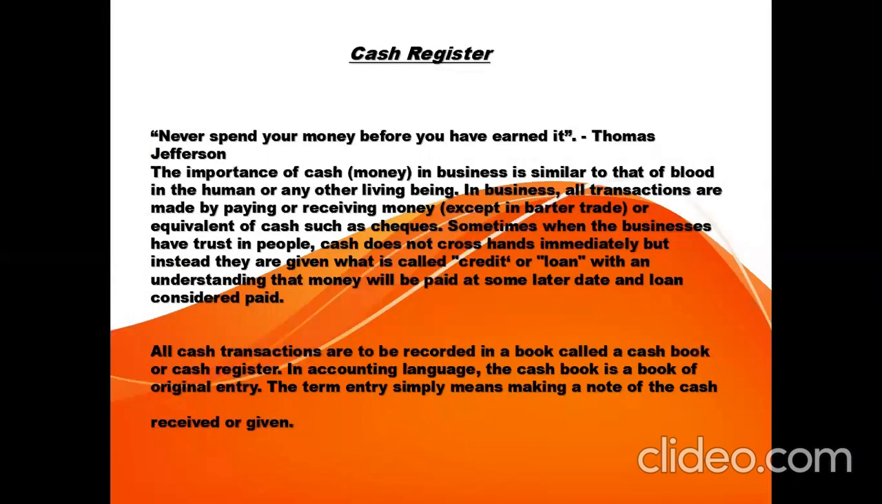First is the cash register. All the cash transactions are recorded in a book called the cash book that you have already learned in accountancy. This cash book is also known as the cash register. In accounting language, the cash book is a book of original entry. That means when any financial transaction happens, it is first entered in the cash book. The term entry means making a note of the cash received or given.